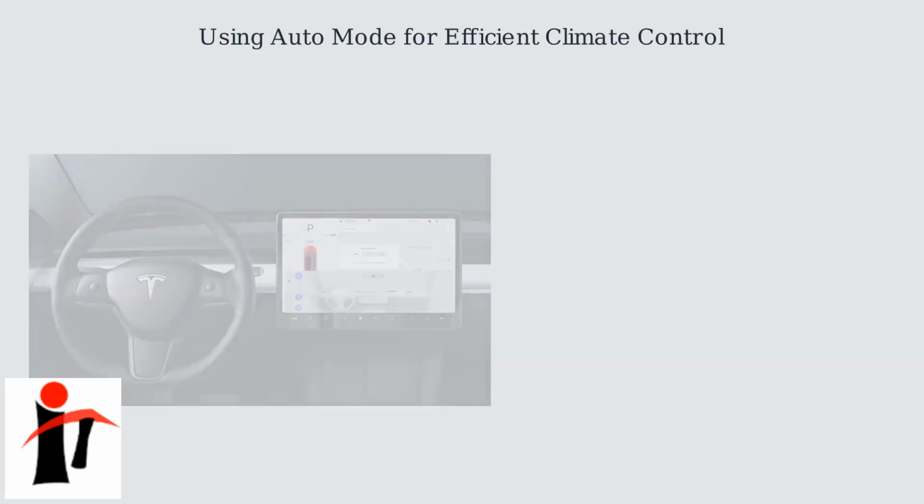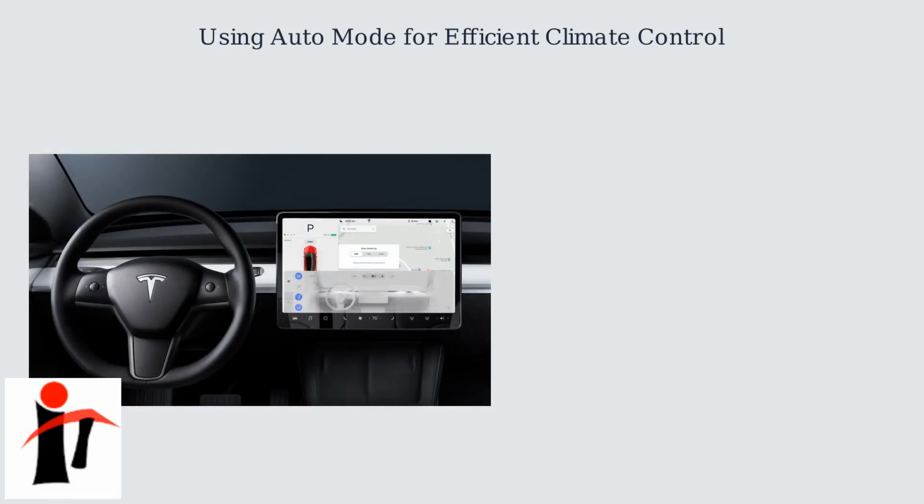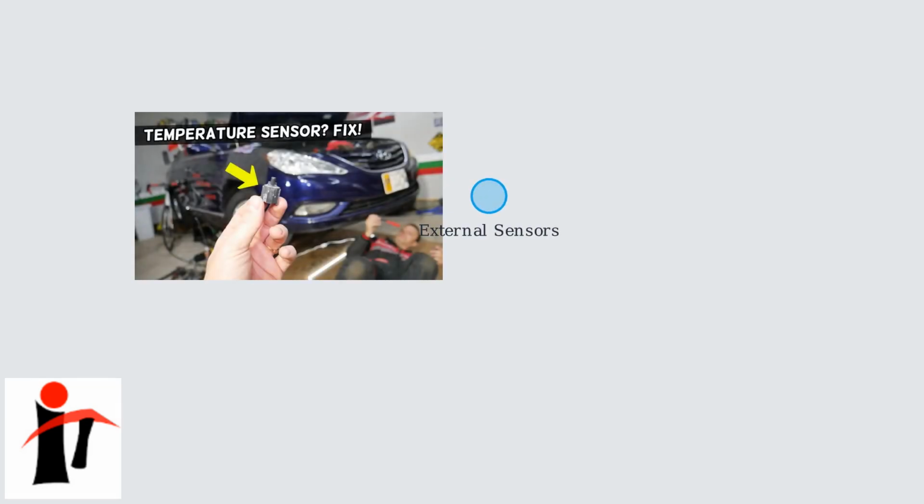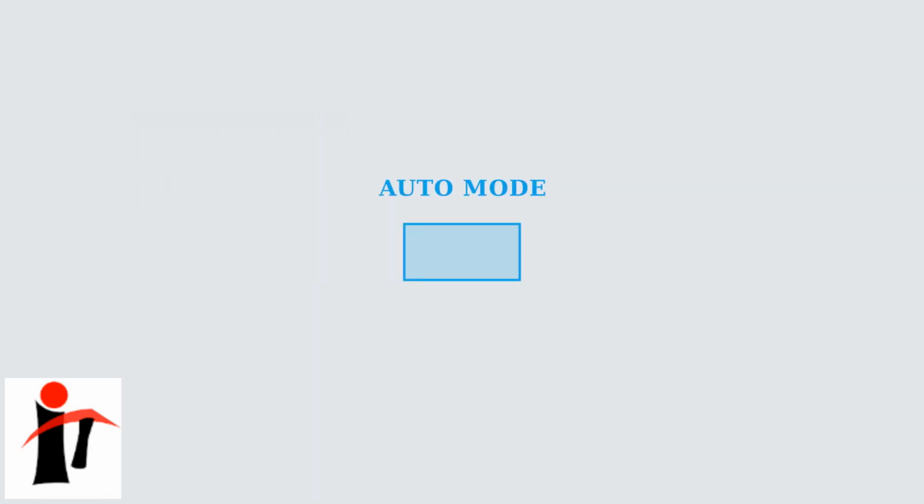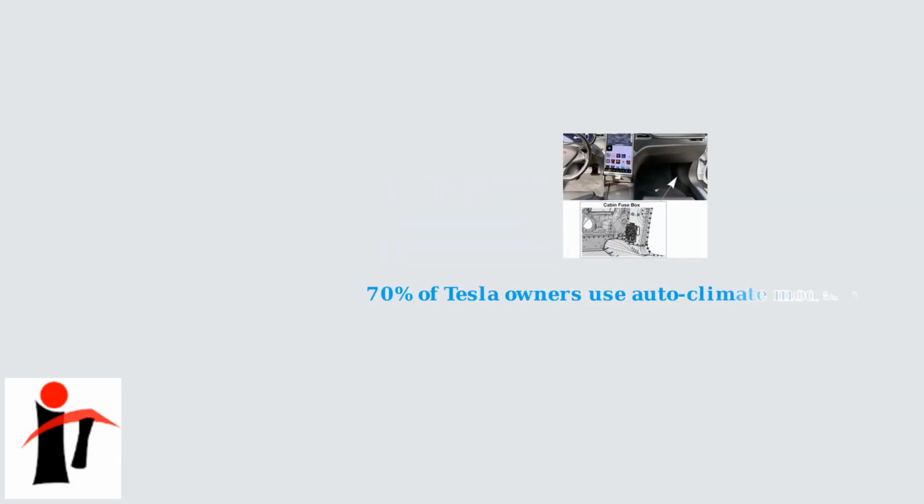For effortless climate management, use Tesla's Auto Mode. This feature leverages sensors to detect cabin occupancy and external temperature and humidity. The system uses occupancy sensors and external temperature sensors to monitor conditions. The system then automatically adjusts heating and cooling to maintain your desired temperature, optimizing for energy efficiency. According to a 2025 survey, 70% of Tesla owners use auto climate modes daily. Let Tesla's AI handle the climate for you.